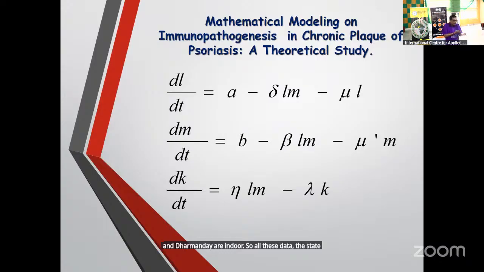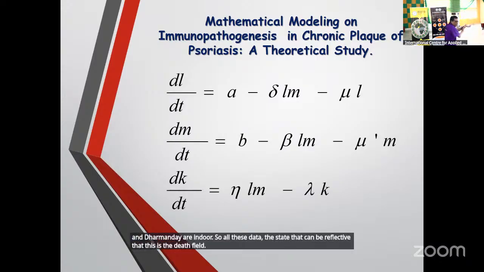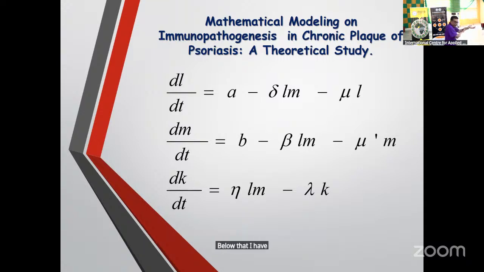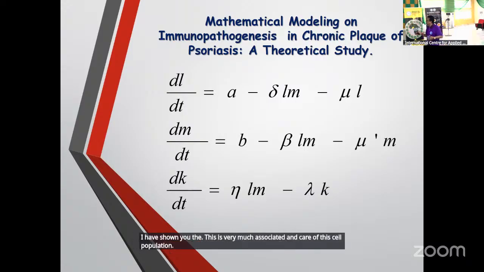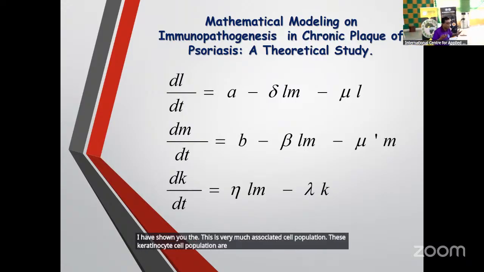The keratinocyte, this is the dead cell. Below that, the keratinocyte cell layer population. When psoriasis occurs, it is reflected on your skin, as I have shown you in the picture. So this is very much associated with the dendritic cell and keratinocyte cell population. This keratinocyte cell population is ultimately the causal effect of psoriasis. That's why we have considered K.